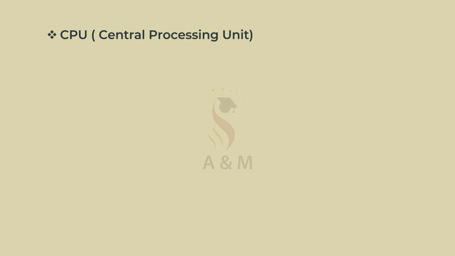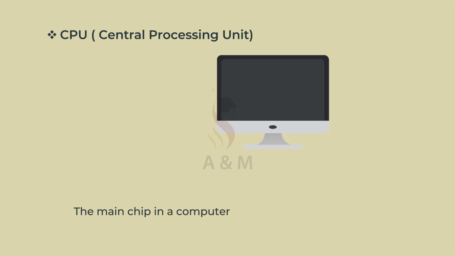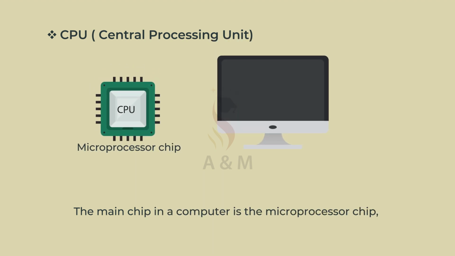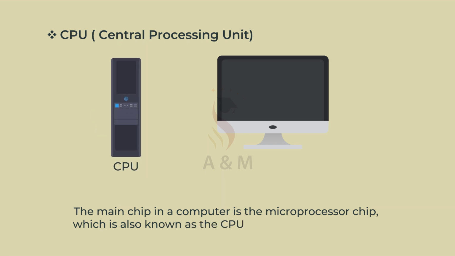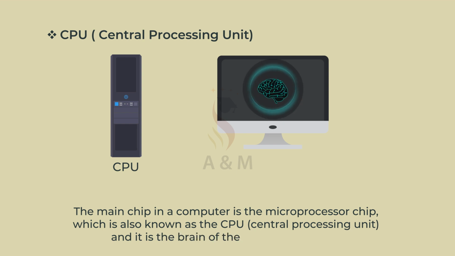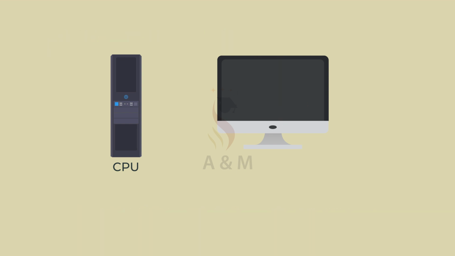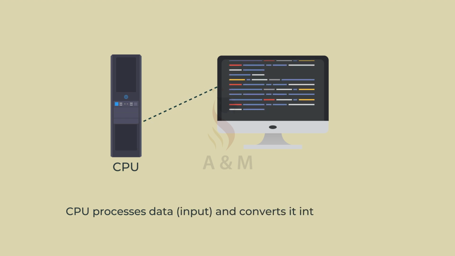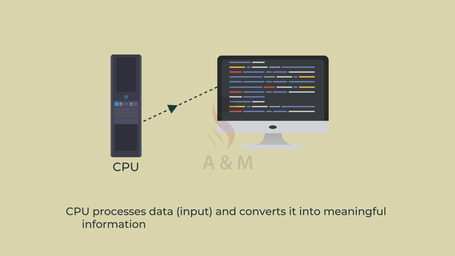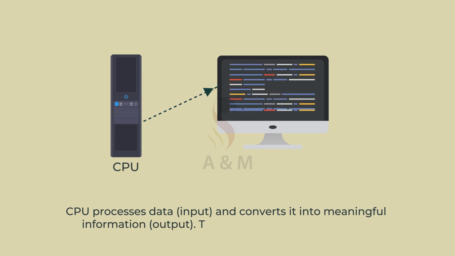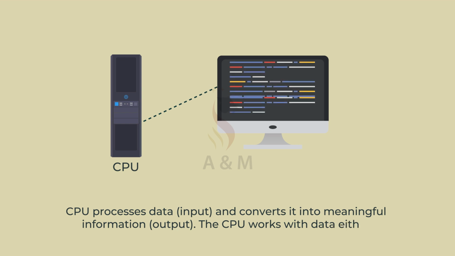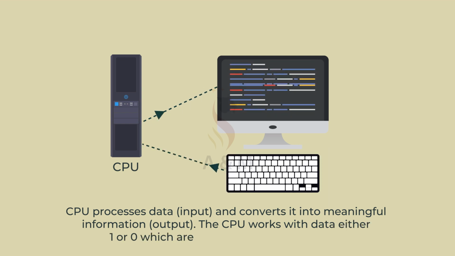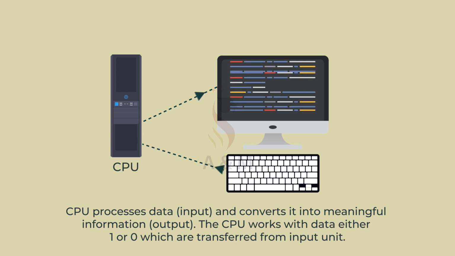Second, CPU, Central Processing Unit. The main chip in a computer is a microprocessor chip, which is also known as CPU, that is Central Processing Unit, and it is the brain of the computer system. The CPU processes data, that is input, and converts it into meaningful information, that is output. The CPU works with data, either 1 or 0, which is transferred from the input unit.